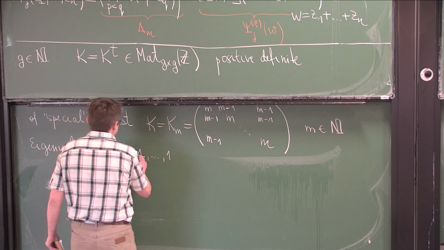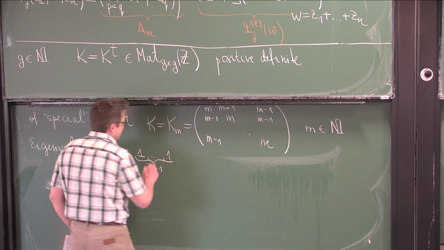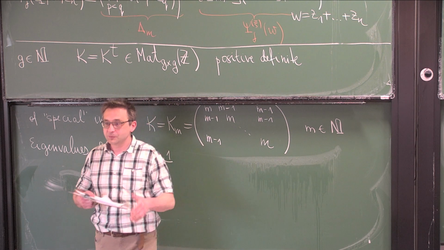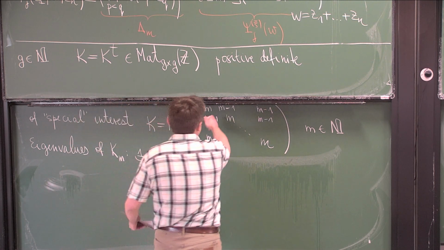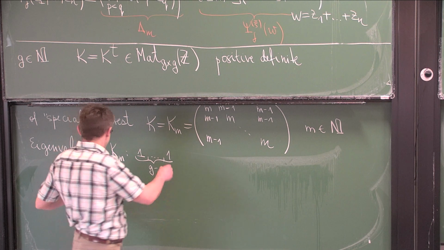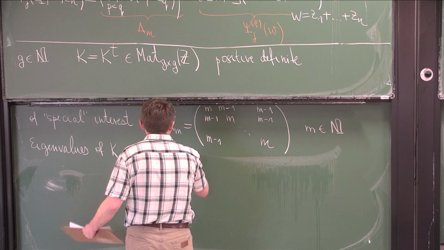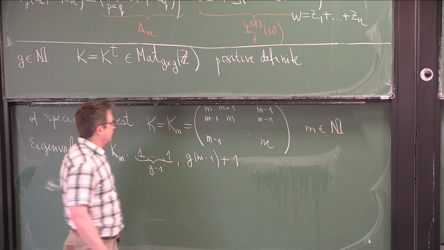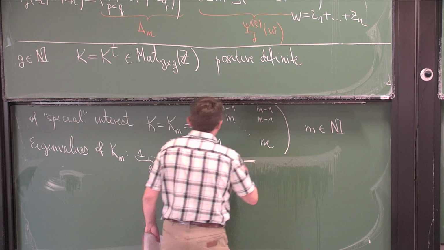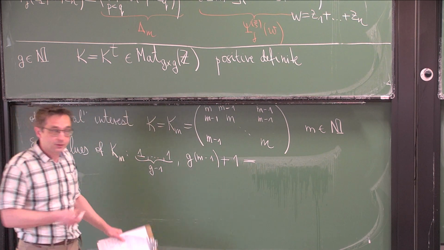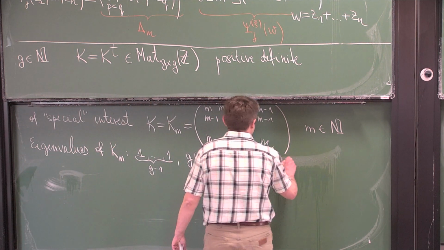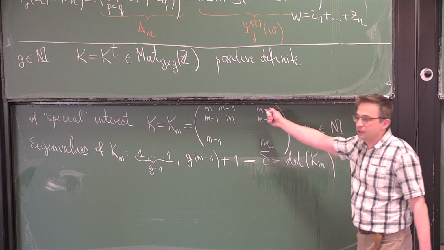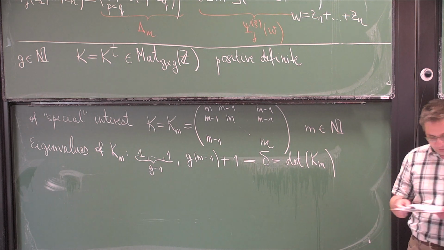It's also obvious that the column 1, 1, 1 is an eigenvector, with the eigenvalue being the sum of all the entries in a row, and this is g(m minus 1) plus 1. The product of eigenvalues is the determinant, so we have a formula for the determinant of this matrix, and we also see immediately that it is positive definite.